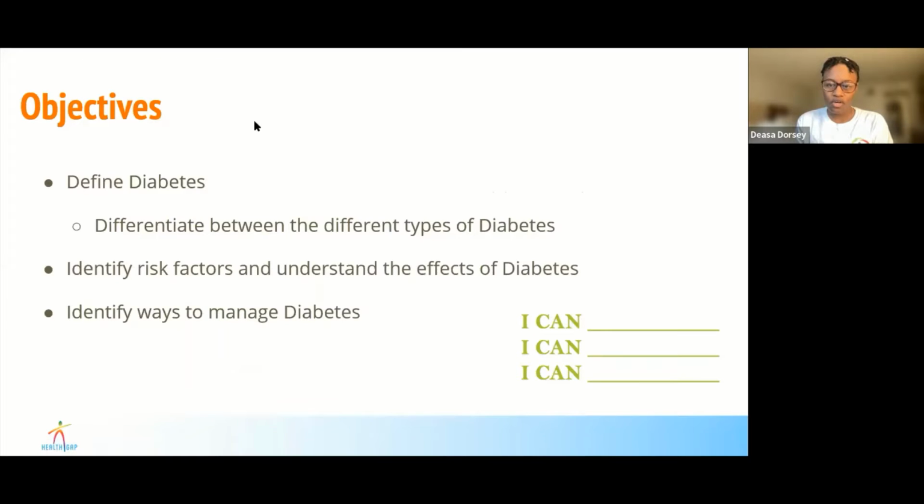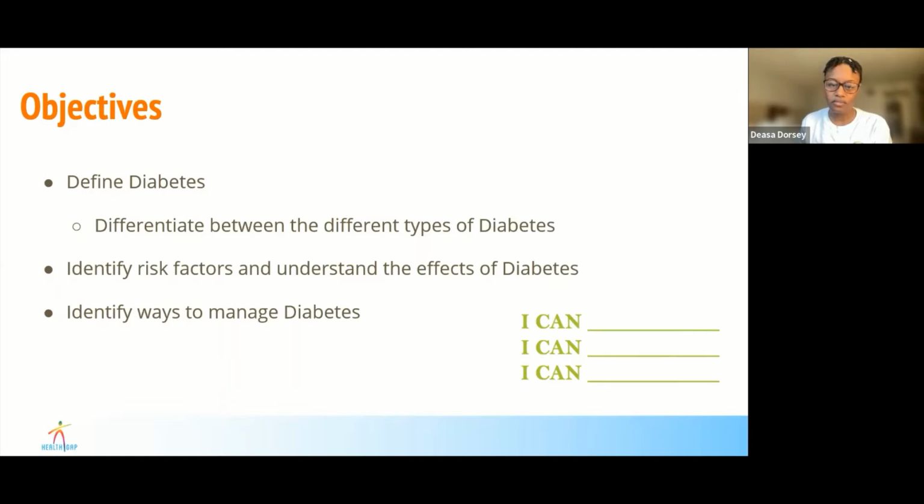For today's presentation, we'll reference some pages from the ICANN manual, which will be all of the graphics that you'll see. The ICANN manual is a diabetes tool that I've created that assists with creating goals while providing guidance, accountability, insight, and education. Our objectives for today will be to define diabetes and differentiate between the different types of diabetes, identify risk factors and understand the effects of diabetes, and identify ways to manage diabetes.